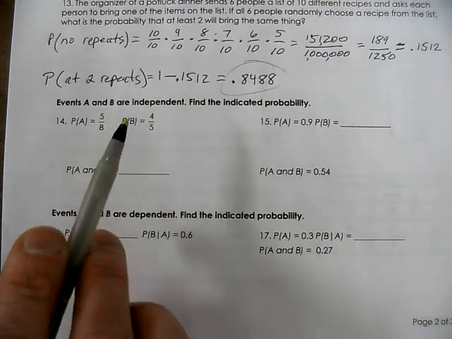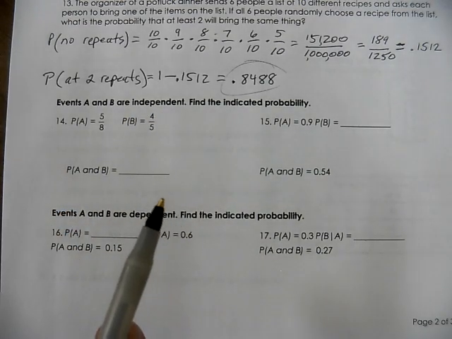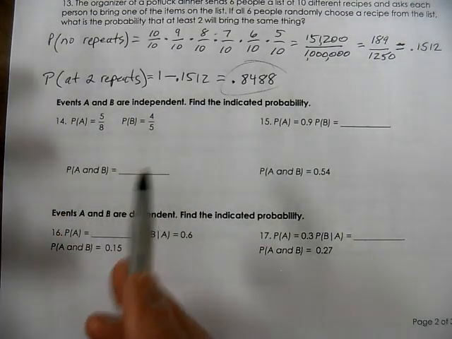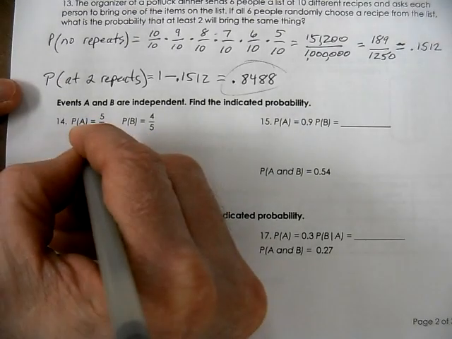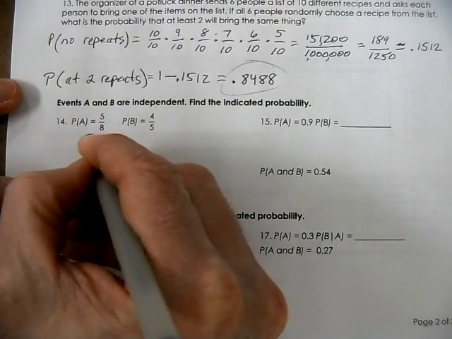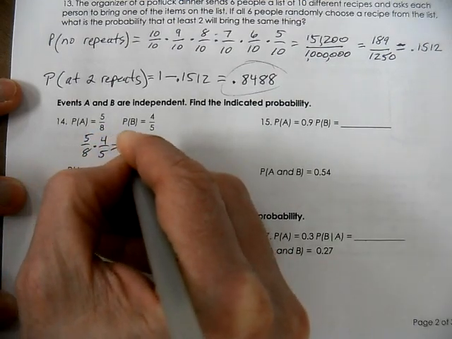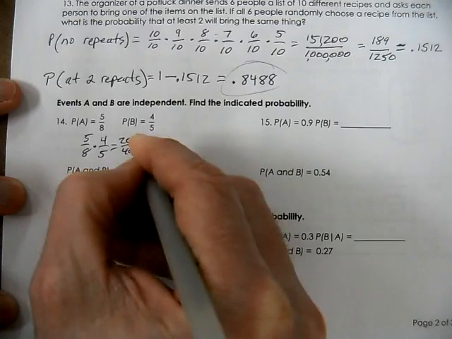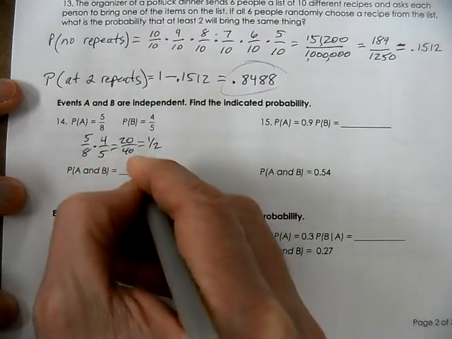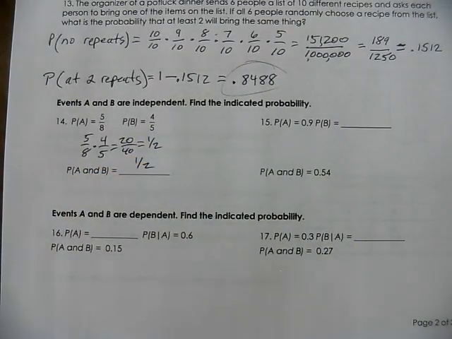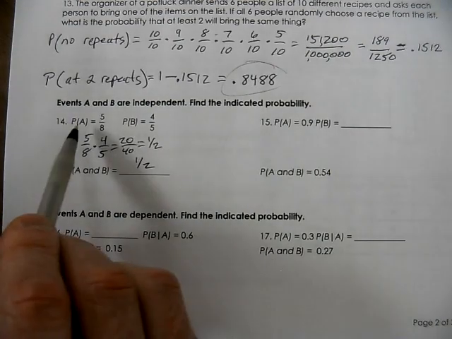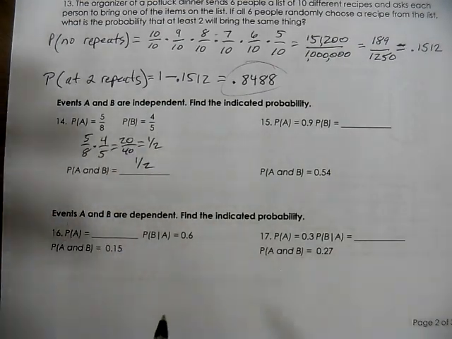These are independent of each other. So A is going to be 5/8 times 4/5. That's 20 over 40, which is 1/2. We multiply the probability of A times the probability of B.